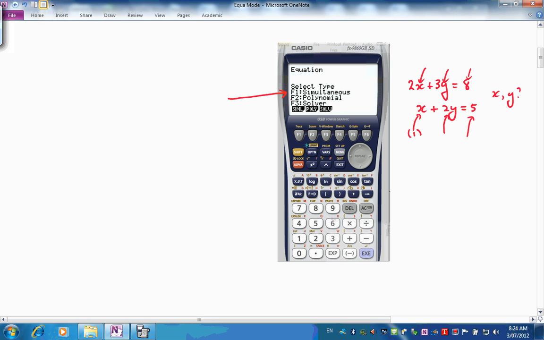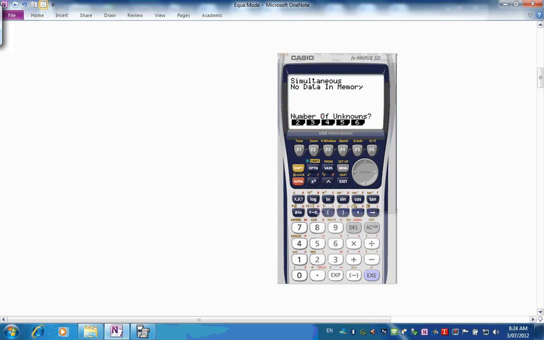So simultaneous up here, it says it's F1. So let's hit F1 now and have a look. Now looking at this, we can say first of all that there's no data in the memory. What that means is, just reminding you, you might have used the calculator before and left equations in there, but it's saying here that you haven't. Even if on your calculator there is data in the memory, we can overwrite that. So that's not a problem.